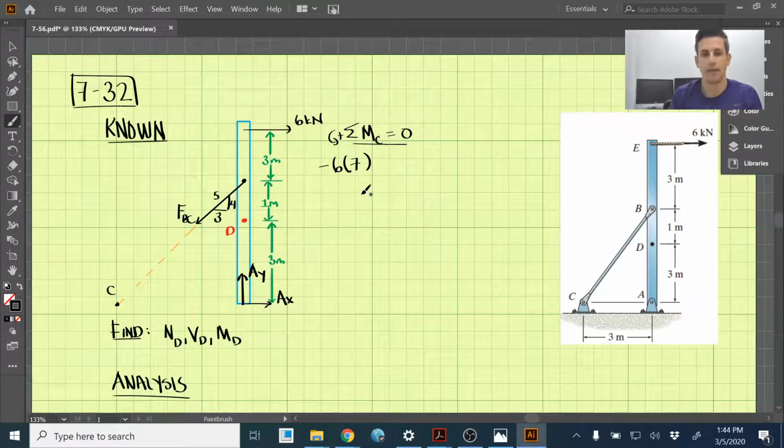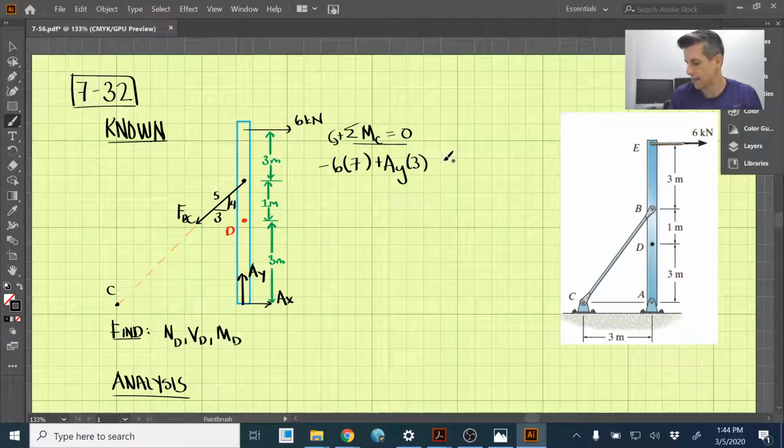Okay, and then we have AY as well. So we have AY, and that's going to create a counterclockwise moment, which will be positive. And the distance that is acting away, I believe, is 3 meters here, 3 meters. And we set that equal to 0. We can solve directly for AY, and AY comes out to 14 kilonewtons.